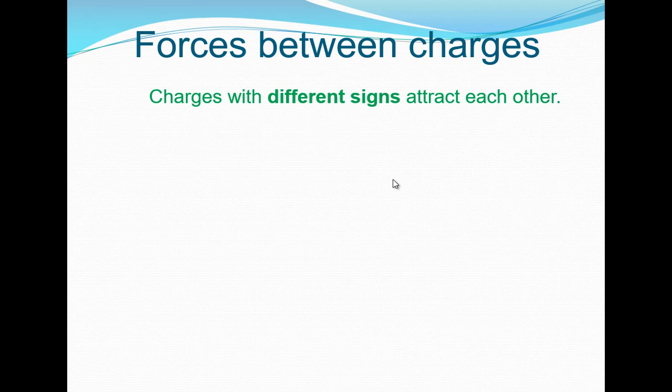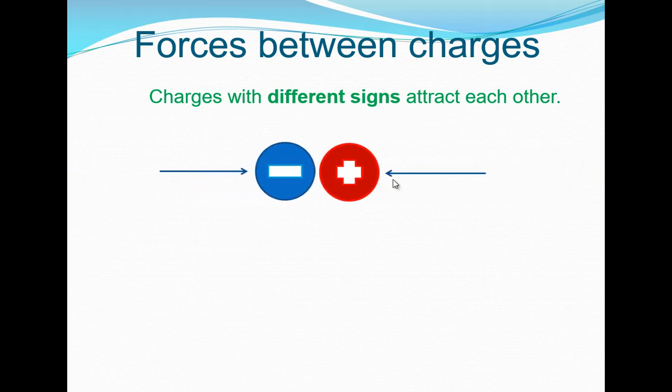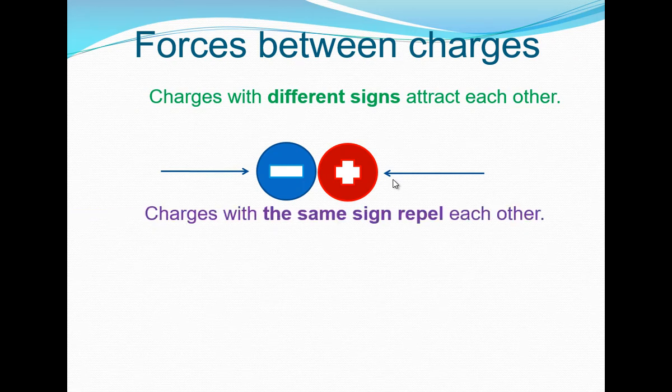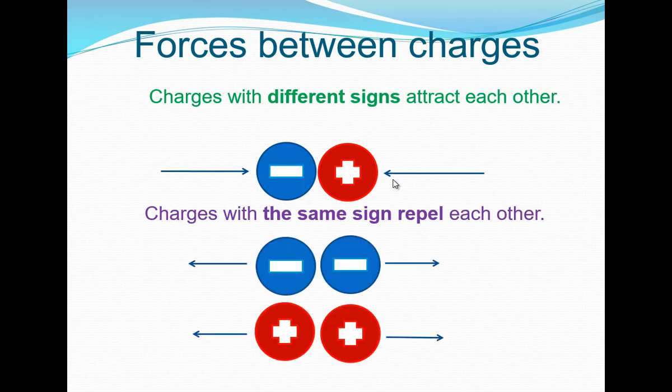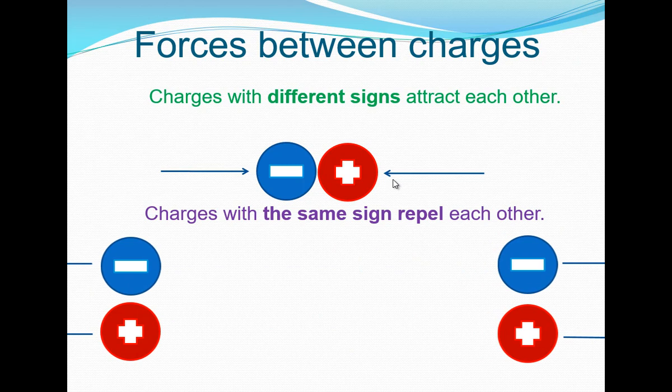Well, we know that charges have forces between them. Charges with different signs attract each other. So a positive charge and a negative charge tend to attract each other, to get closer one from the other. Charges with the same sign, on the other hand, repel each other. They try to separate themselves. Okay?